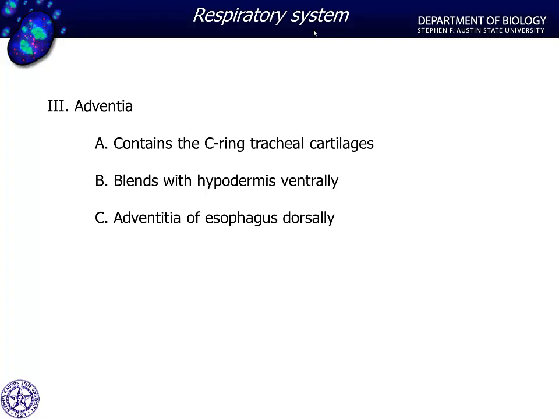The adventitia, this is where we're going to find our tracheal rings in the trachea. And again, that's hyaline cartilage rings. Then we're going to have the hypodermis, which is going to happen ventrally. And since the trachea is ventral, we've got the esophagus dorsal. Then this adventitia is going to blend with the adventitia of the esophagus dorsal to the trachea.